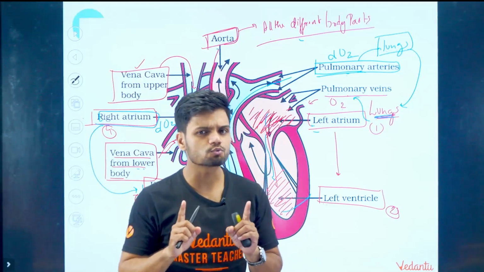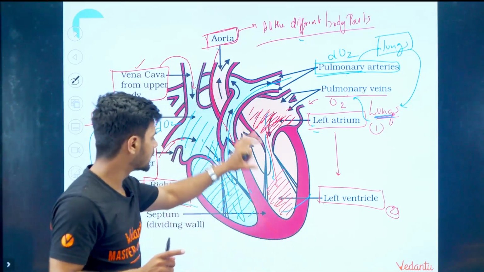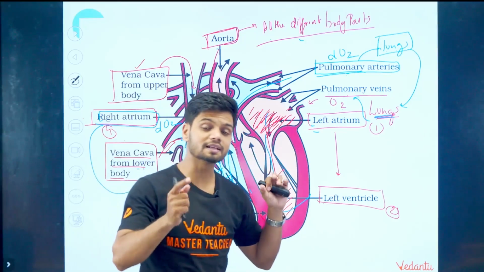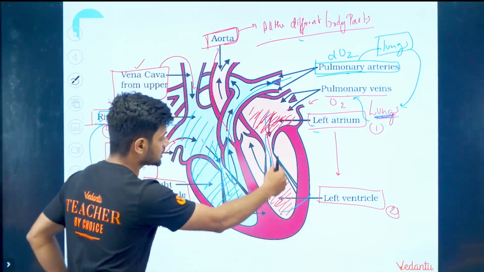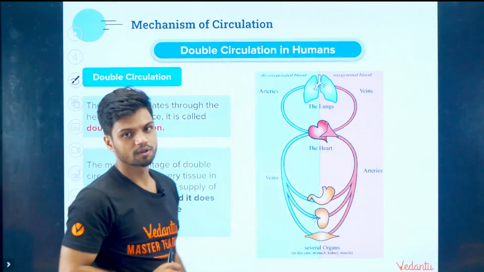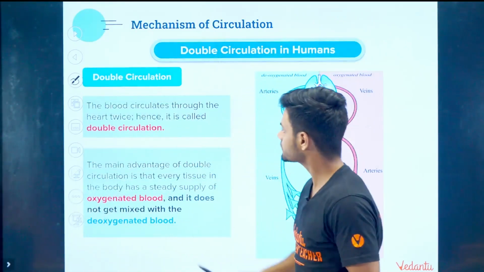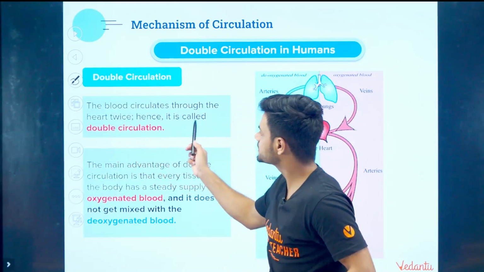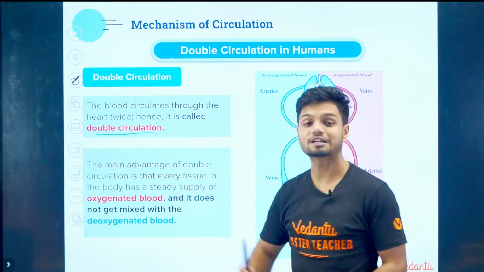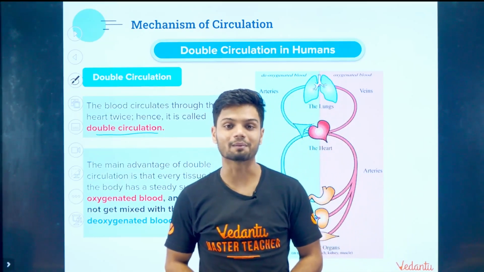Now all of you, notice one thing here. The entire human heart structure, the blood is entering into the heart. How many times? 2 different times. Here it is entering, here it is entering. So that is the very reason. That is, the blood circulates through the heart twice. Hence it is called as double circulation. That's what's called as double circulation.